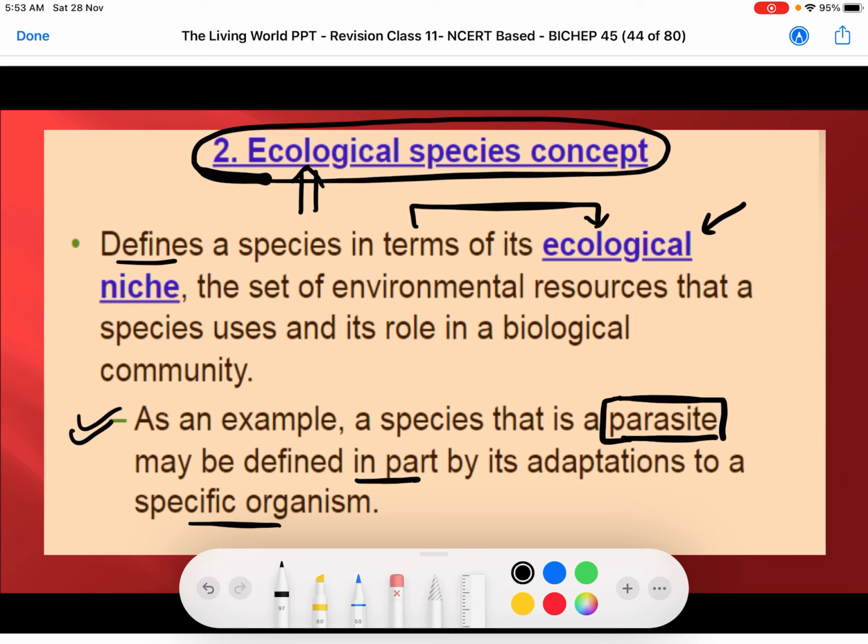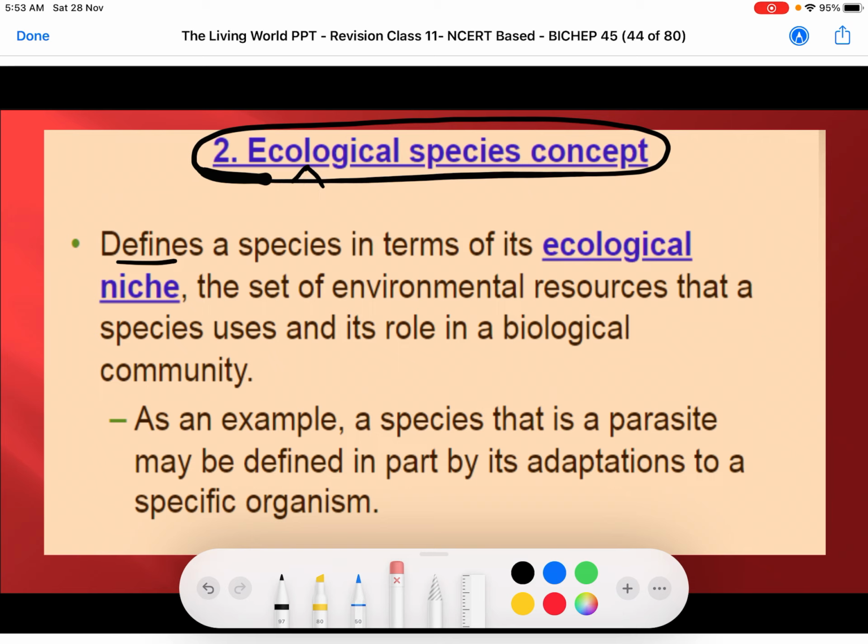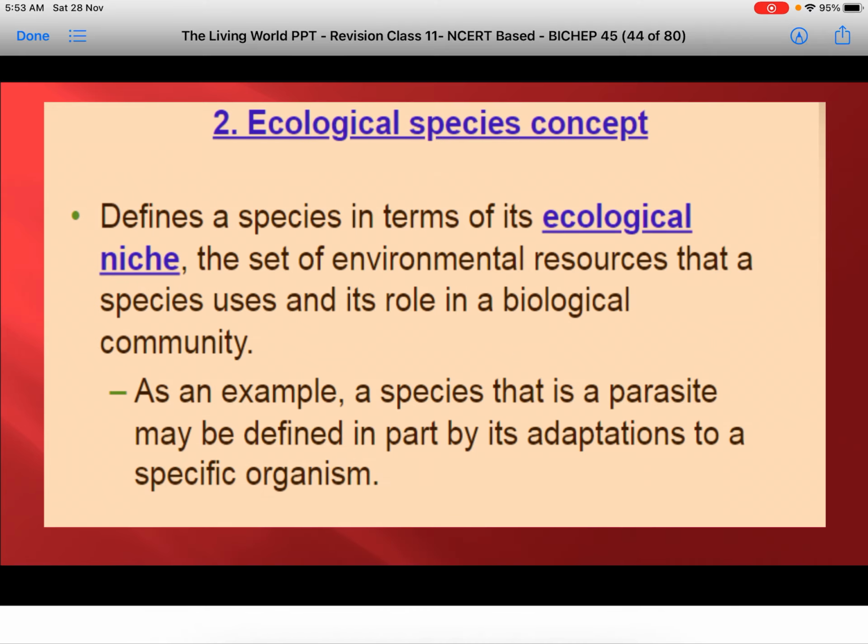So that is enough to define their characteristic feature, particularly based on where they are living. Endoparasite or exoparasite, that is internal parasite or external parasite. So, their ecological niche is important to define the term of the species, ready? And that is the best example to be given. So, this is the second concept, the ecological species concept, fine. So, please take a screenshot.